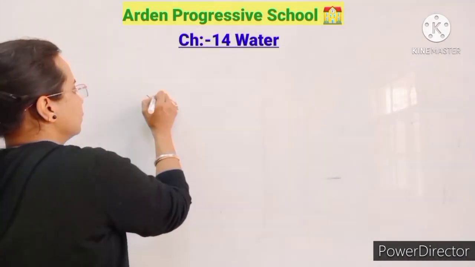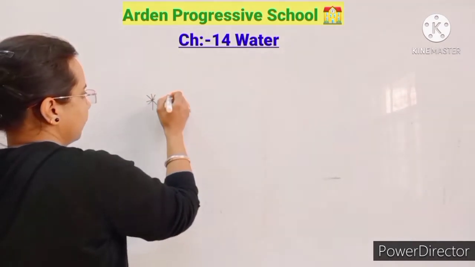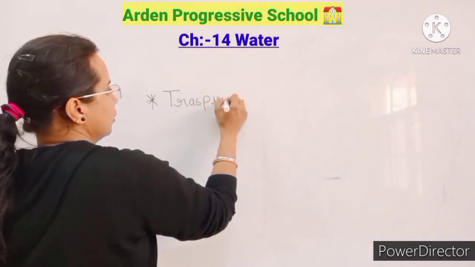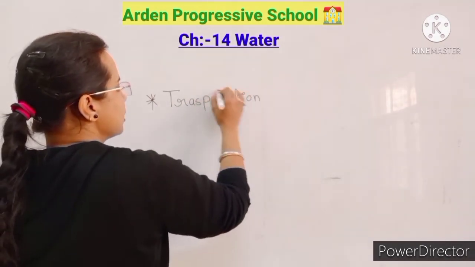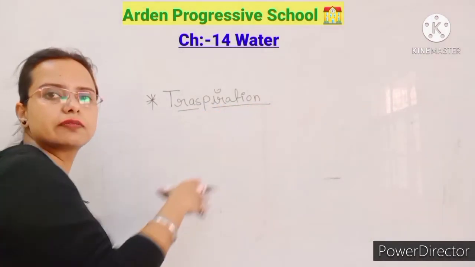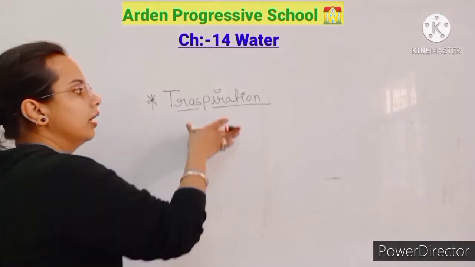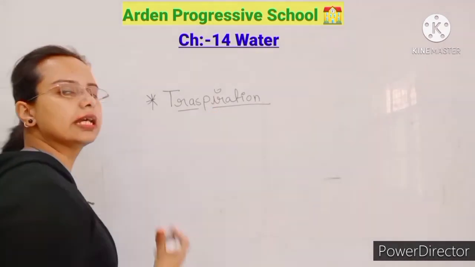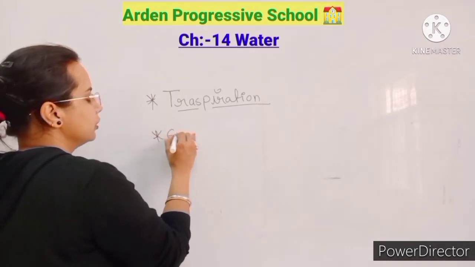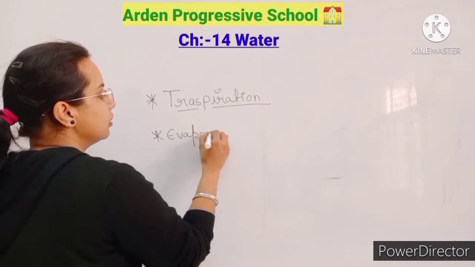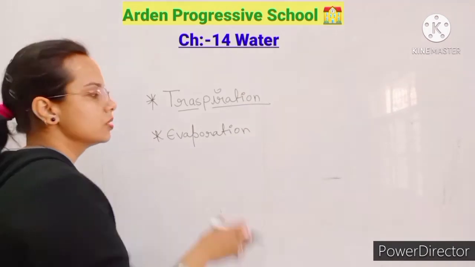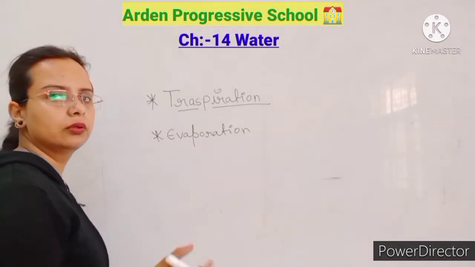Now the next is transpiration. What is transpiration? You know that transpiration can also be called evaporation. Transpiration takes place from the leaf, and in this, the water gets evaporated from the leaf. So this is known as transpiration. Next is evaporation. You know that when the water gets evaporated in the form of vapor, that is known as evaporation.